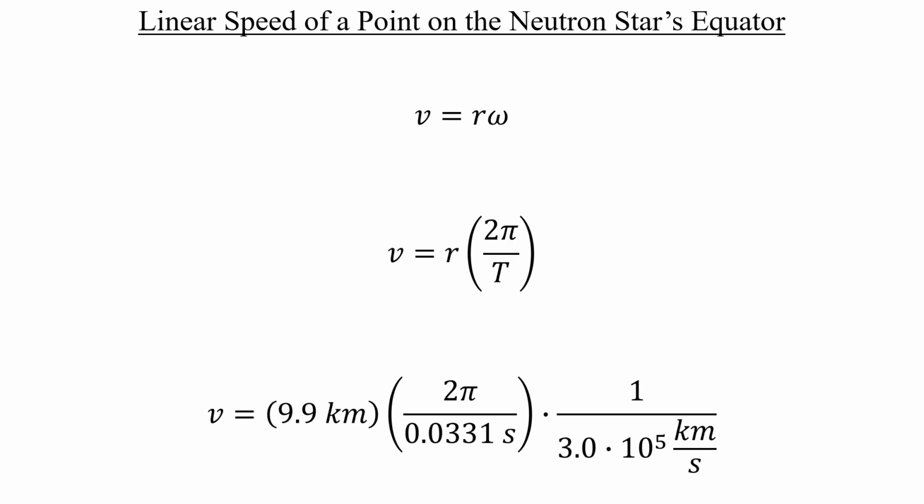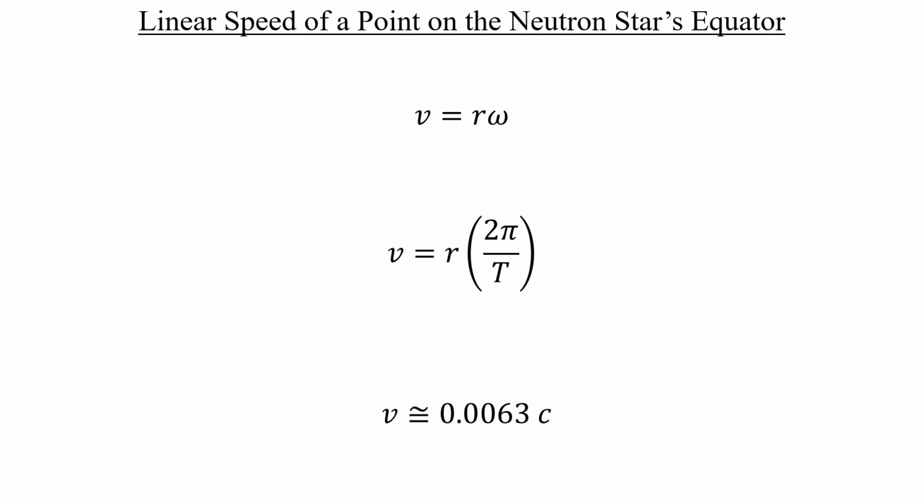So with that included, we find that a point on the equator of this neutron star has a linear speed of about 6.3 thousandths of the speed of light. And that's the answer to part C. Now, that doesn't seem very big, since we're using the speed of light as a benchmark here, but that's like 4.25 million miles an hour. So don't be deceived by this value. It's pretty fast, especially for something that small.